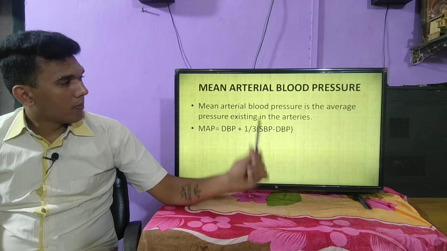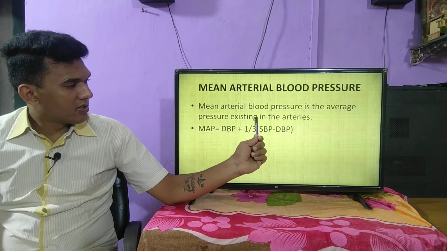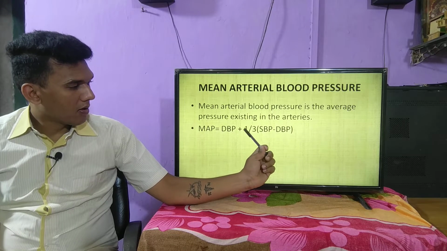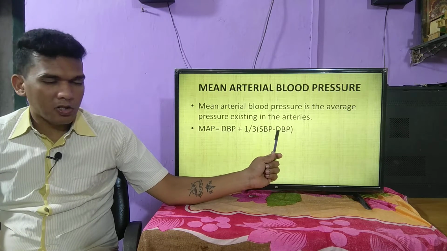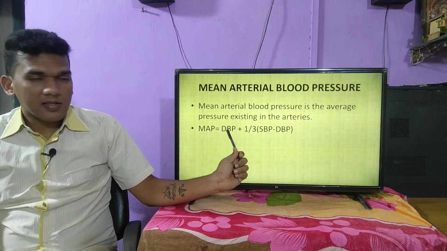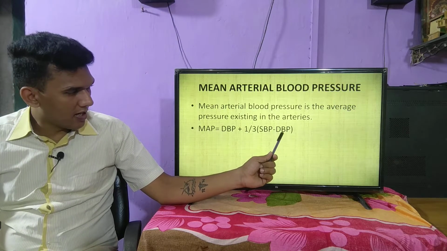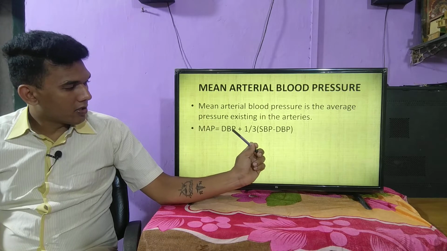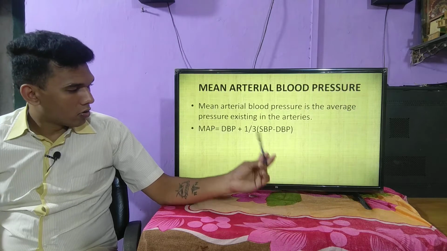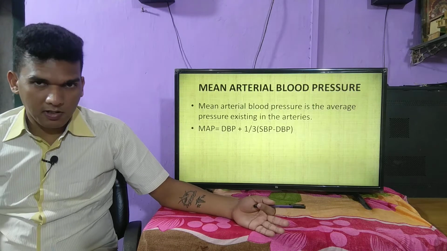Now we will see the mean arterial blood pressure. Mean arterial blood pressure is the average pressure existing in the arteries. MAP is equal to diastolic blood pressure plus (systolic minus diastolic) divided by 3. My diastolic blood pressure is 80 and systolic is 120, so systolic minus diastolic is 40. Diastolic is 80, and 40 divided by 3 comes to around 13. So MAP is around 93 to 94 mm of Hg in normal circumstances.